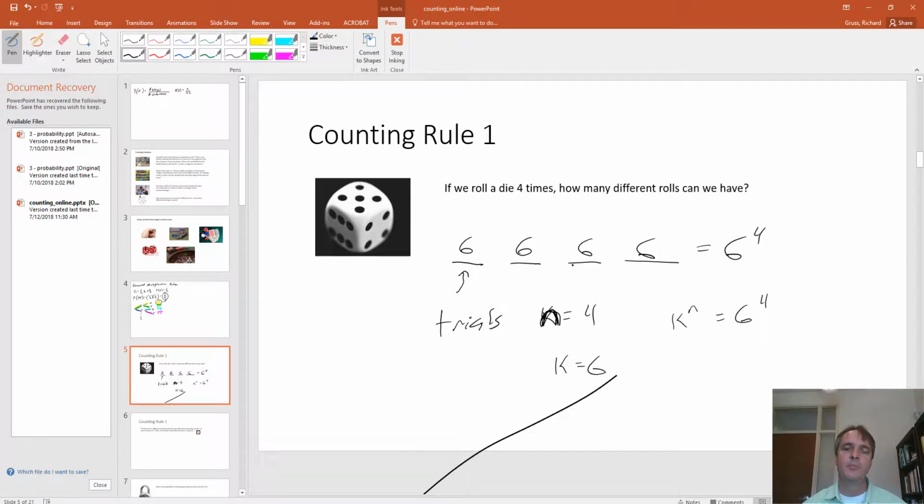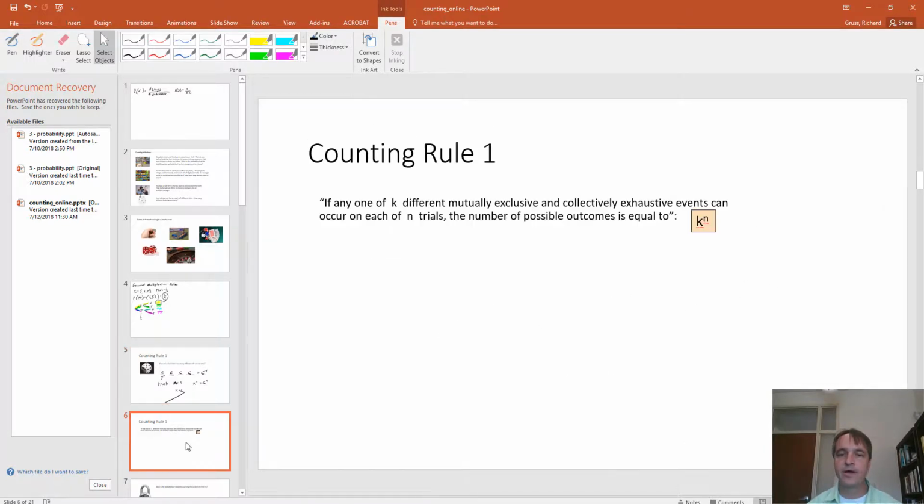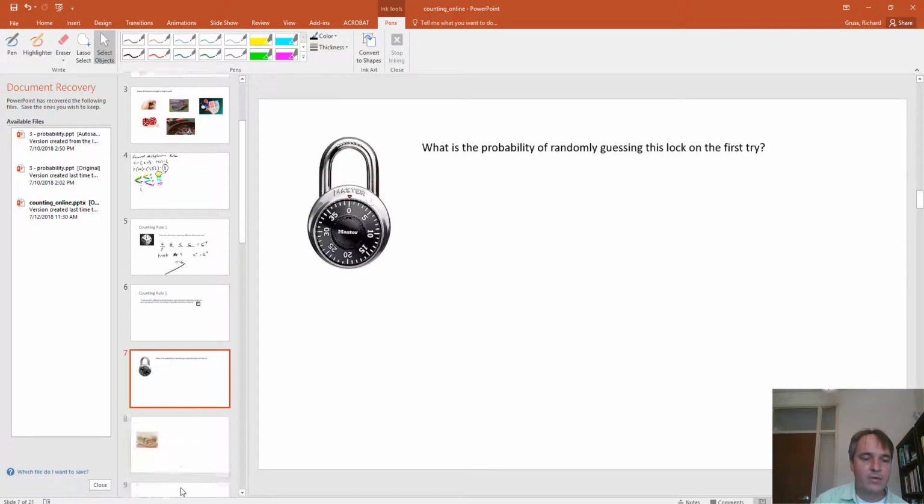Okay, but I think it's a little bit easier to just think about it as, each of these die throws as being a blank that you can fill in 6 possible ways, and you wind up with the number of different possible outcomes to the power of the number of different trials that you have. Okay, so counting rule 1.